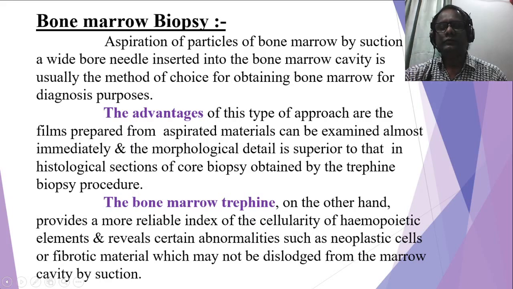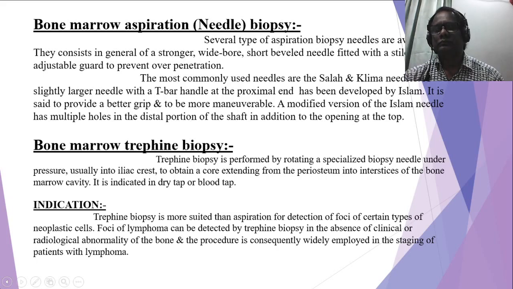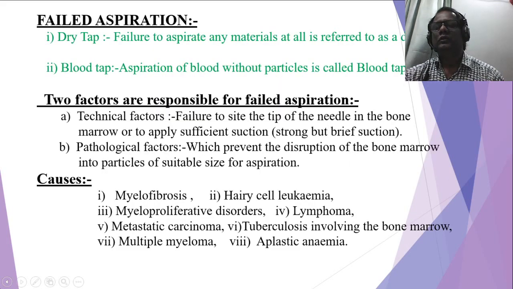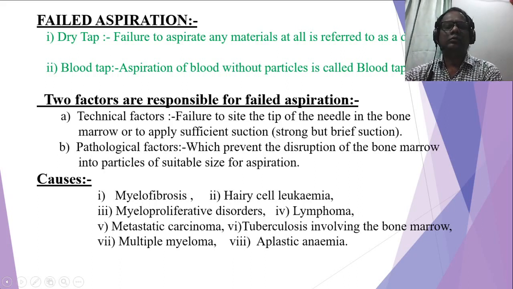That is, in case of failed aspiration by needle biopsy, bone marrow trephine biopsy should be done. It is a reliable index of the cellularity of hematopoietic cells. Failed aspiration: dry tap, blood tap. Failure to aspirate any materials at all is referred to as dry tap, and aspiration of blood without particles is called blood tap.